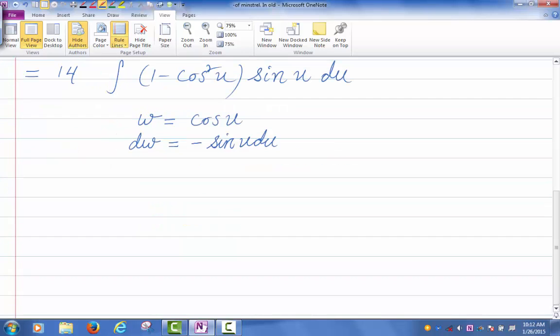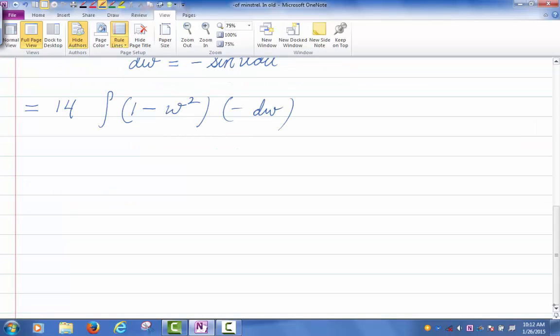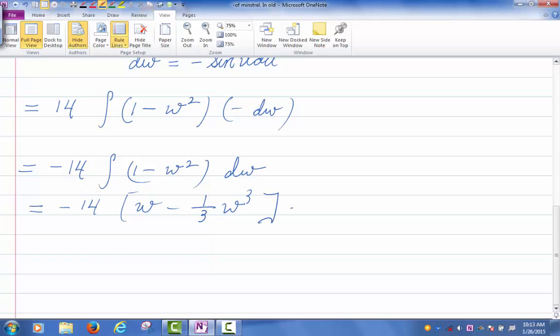So now I could say, well, this is 14 times 1 minus w squared, because cosine squared is that. And what is sine u du? Negative dw, right? The next step would be, I am going to get negative 14 outside, 1 minus w squared dw. And what's the integral of 1? W. And what's the integral of w squared? 1/3 w cubed. So that's what I get.